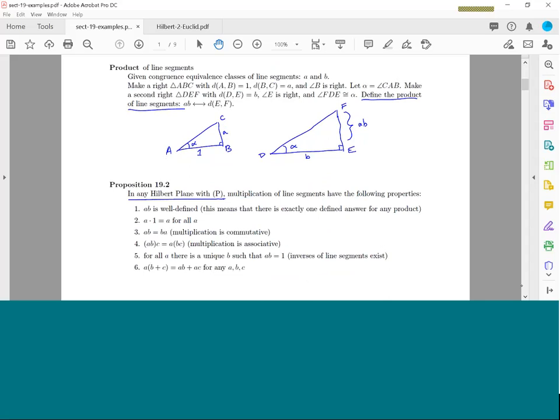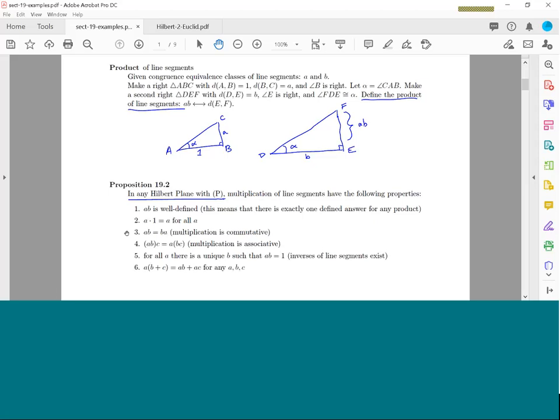The first one is the product of any 2 line segments. And when we say line segments here, we do mean the length of one line segment times the length of the other line segment is well defined, or there's no ambiguity of what the answer is. There's exactly one answer. Second property we get is you take your number 1, you multiply it by the length of any line segment, you still get that same old length. Third property says if you multiply the length of any 2 line segments together, it doesn't matter which one you multiply first, which one you multiply second, you're still going to get the same result.